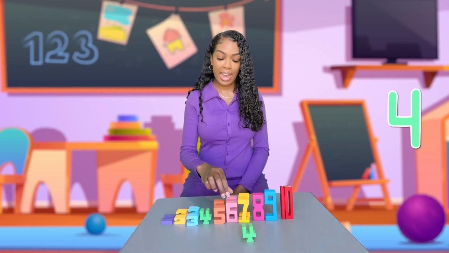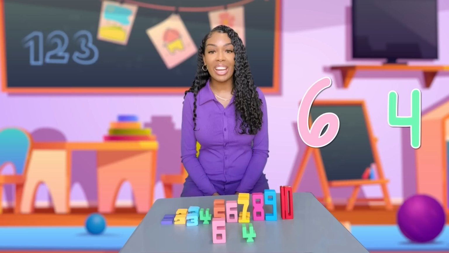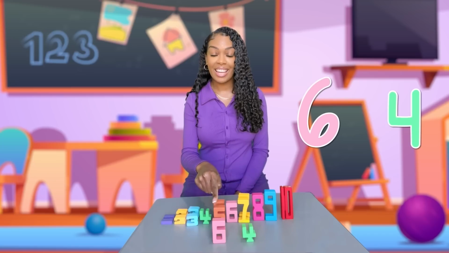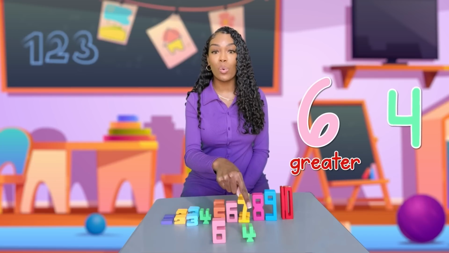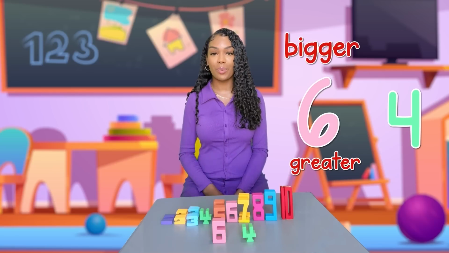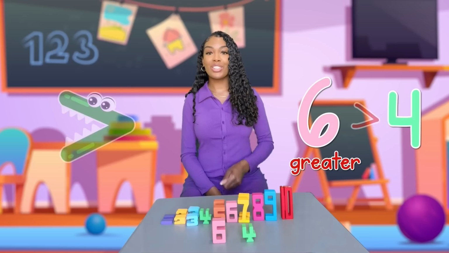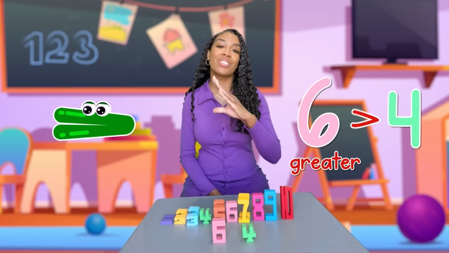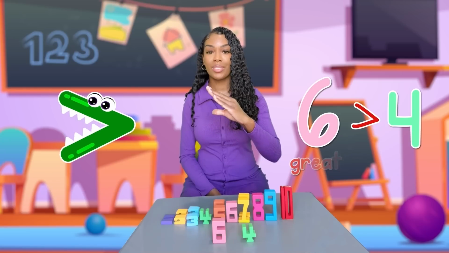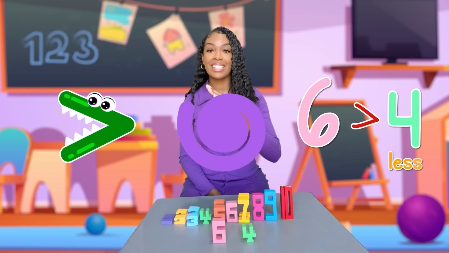4 and 6. Which number is greater? 6 is greater than 4 because 6 is bigger than 4. Which way should our symbol face? Towards the 6. That's right. 6 is greater than 4. And 4 is less than 6.